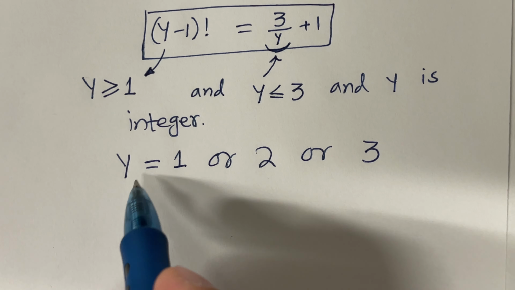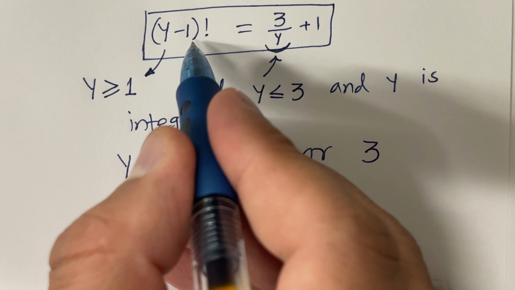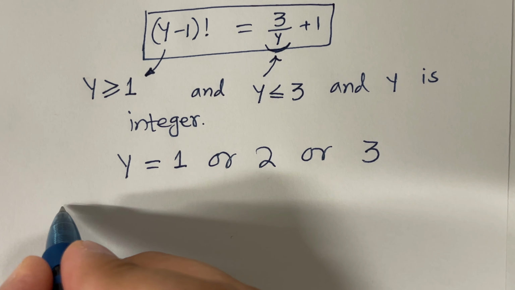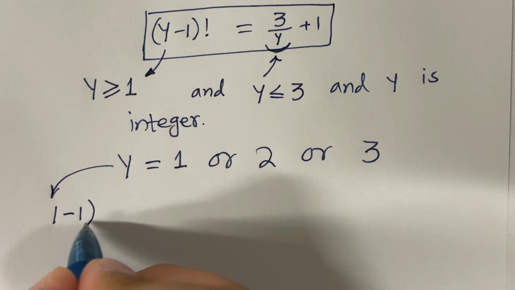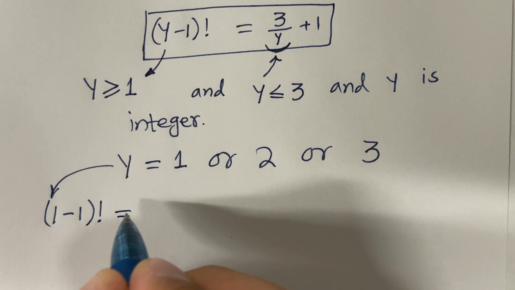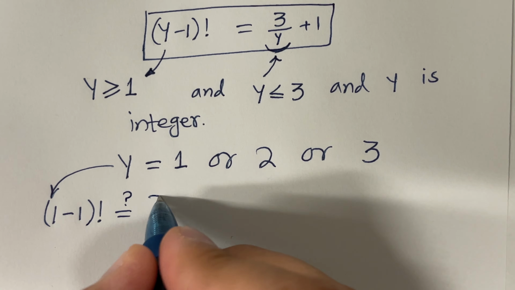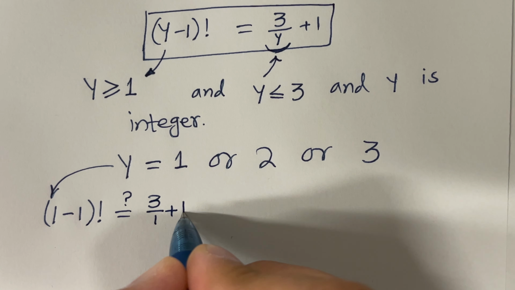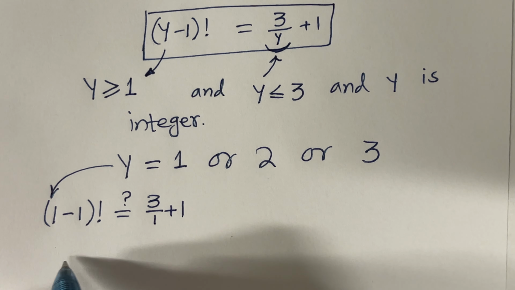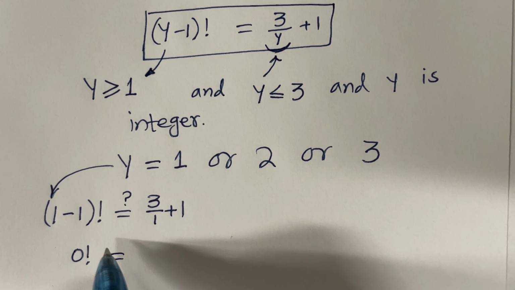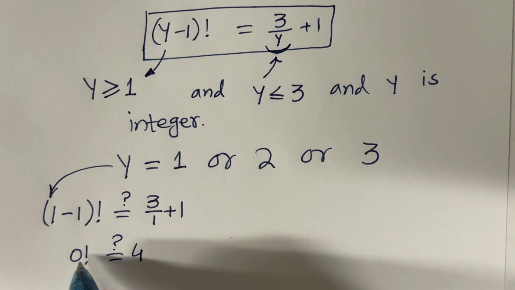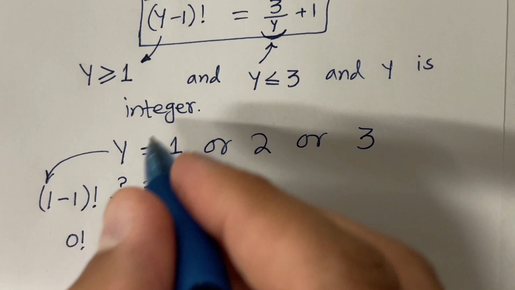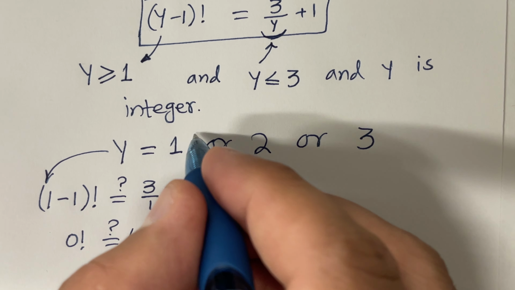Okay, but let's see, can y be equal to 1? If you plug in y equal to 1 into this equation, then we will have (1 minus 1) factorial, and we want to see if this is equal to 3 divided by (1 plus 1) or not. What is (y minus 1) factorial? 0 factorial. And is it equal to 3 plus 1, which is 4? The answer is no, because 0 factorial is 1. So it means that y is not equal to 1.